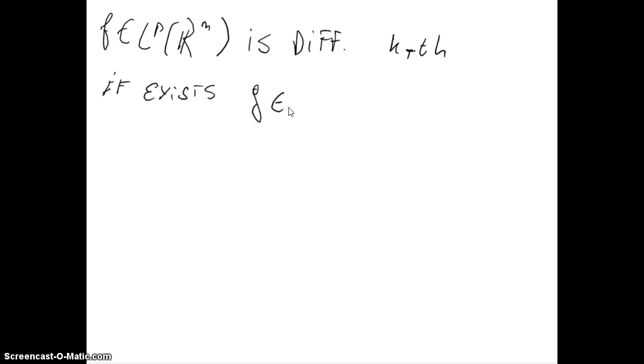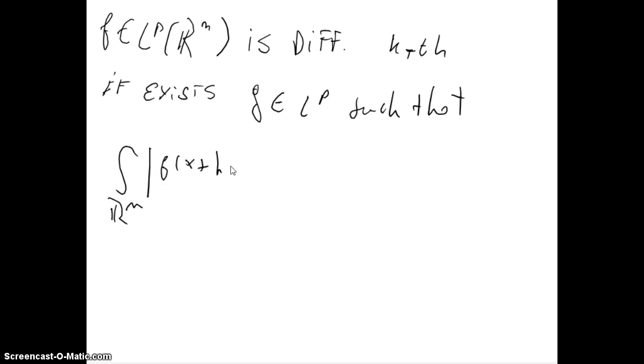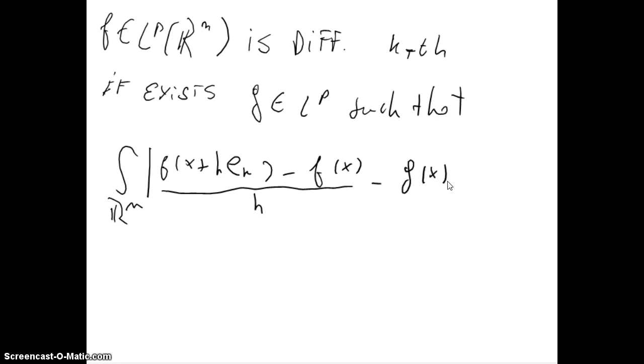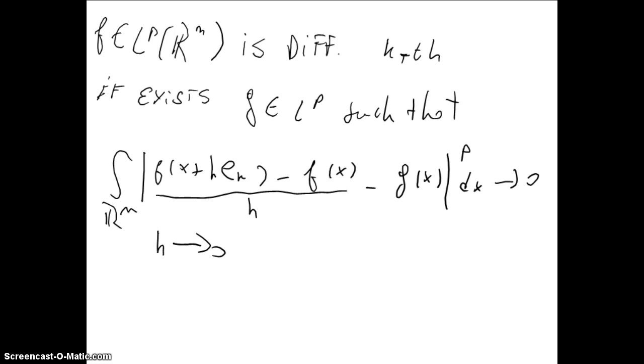a function g in L^p such that the integral over R^n of the absolute value of (f(x + h e_k) - f(x))/h - g(x), to the power p, dx goes to 0 when h goes to 0. Okay, so this is one.